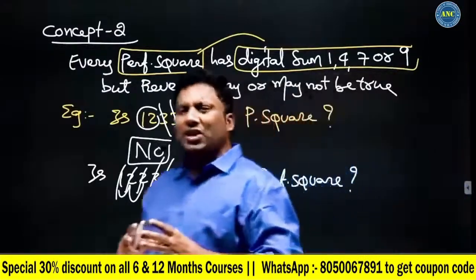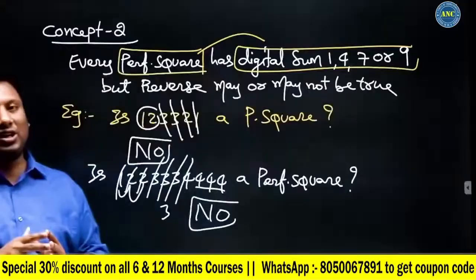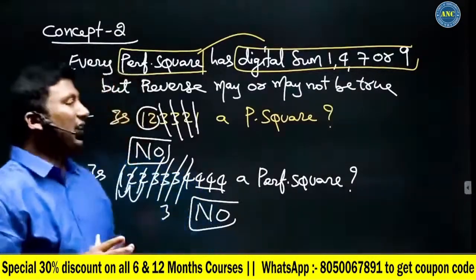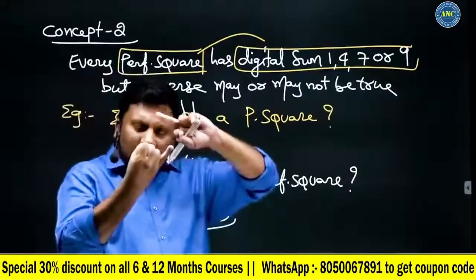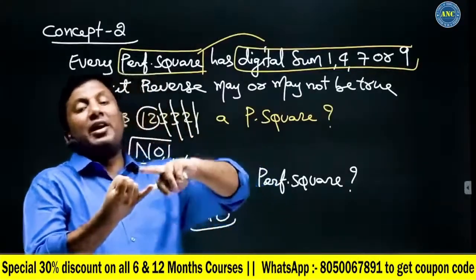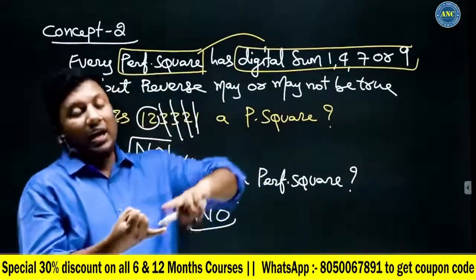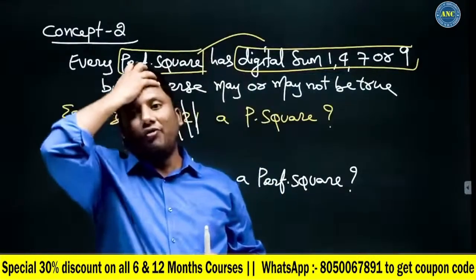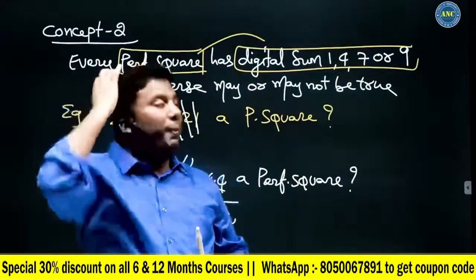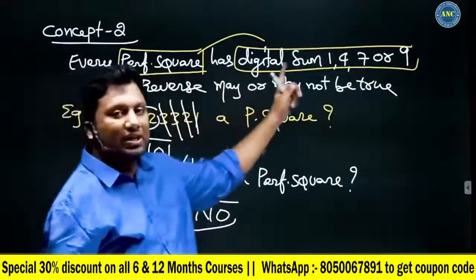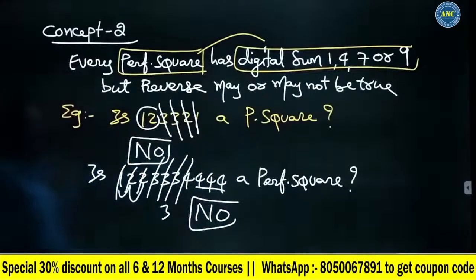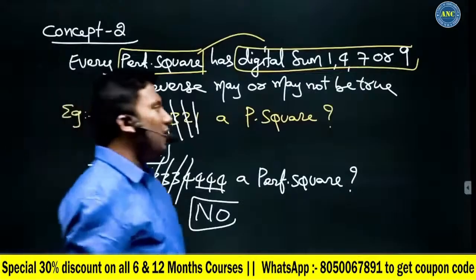There are many ways to check whether a number is a perfect square or not. What are the ways? A perfect square never ends with 2, 3, 7 or 8. A perfect square should always be of the form 4 into something or 4 into something plus 1. A perfect square should always have a digital sum of 1, 4, 7 or 9. The reverse may or may not be true.